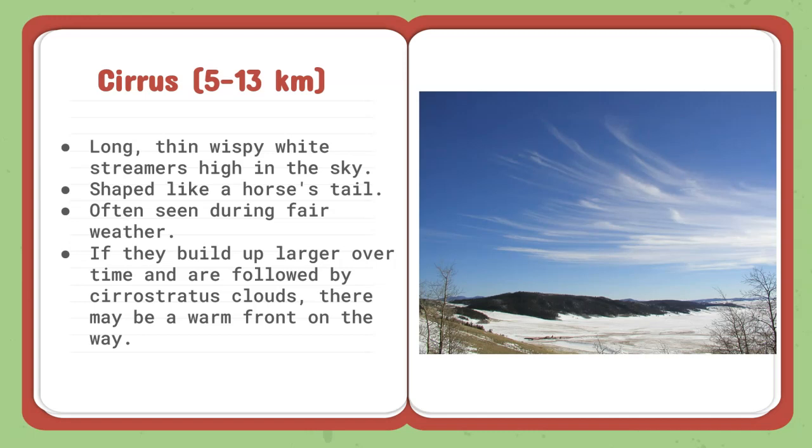These are long, wispy, white streamers that are found high in the sky. Some people like to call them a horsetail cloud. They kind of look like a horse's tail or a horse's mane. They look like tiny little hairs almost. Cirrus clouds are often associated with fair weather, like a nice day. If they build up larger over time and they are followed by cirrostratus clouds, there may be a warm front on the way. So they can be an indication of a warm front moving in.